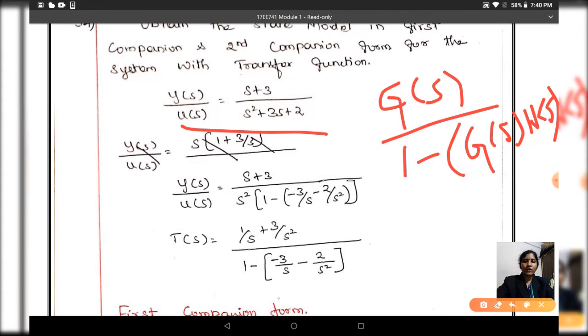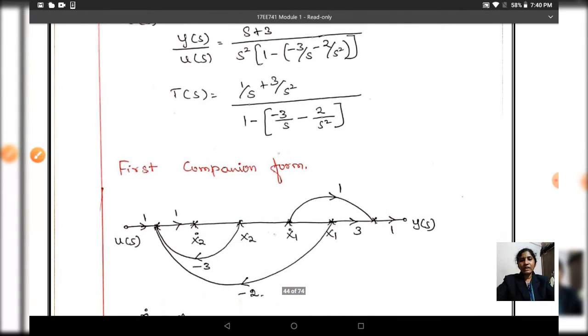When we do so, we get s plus 3. We take s cube from the denominator outside to change the transfer function as g of s divided by 1 minus g of s into h of s. So we will get T of s equal to 1 by s plus 3 by s square, the whole divided by 1 minus 3 by s minus 3 by s square. For this transfer function, we need to solve under first companion form and second companion form. For now, we will see the first companion form.